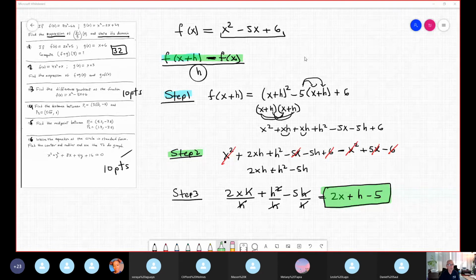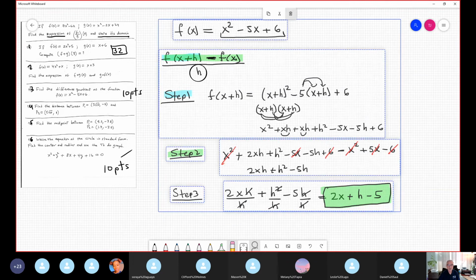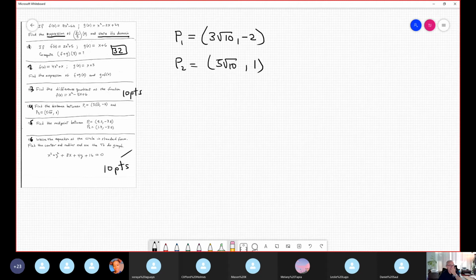Moving on to number 14. 14 is easy. Wow. I don't know what is the reason some people fail this test. I don't understand very well why. I wonder why. Okay, you have 2 points. P1 is 3 radical 10, comma, negative 2. And P2 is 5 radical 10, comma, 1. I need to find the distance.